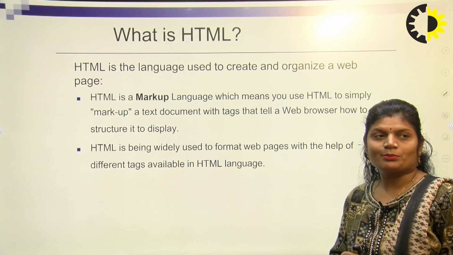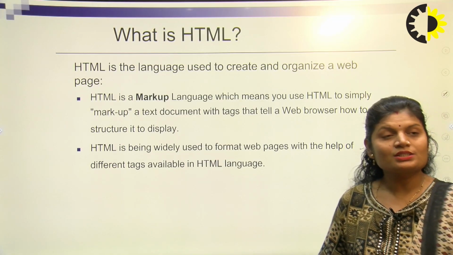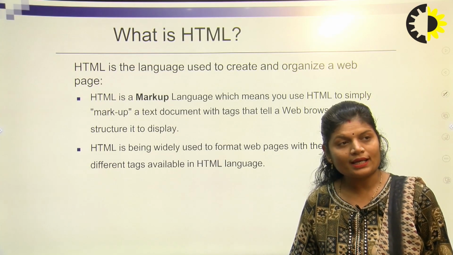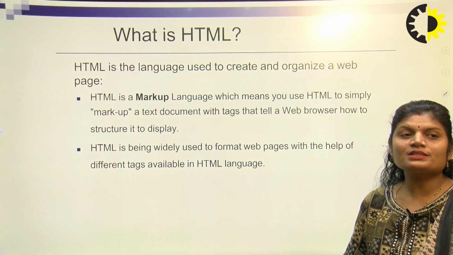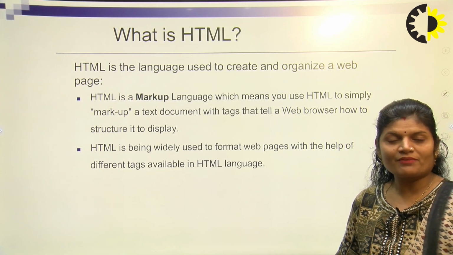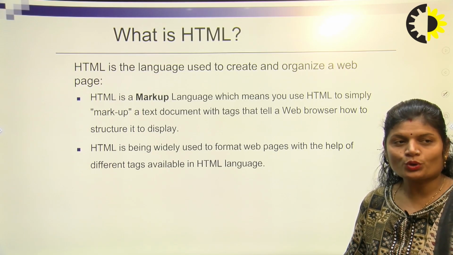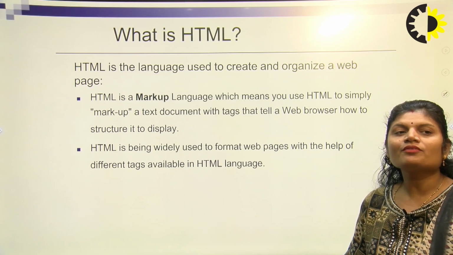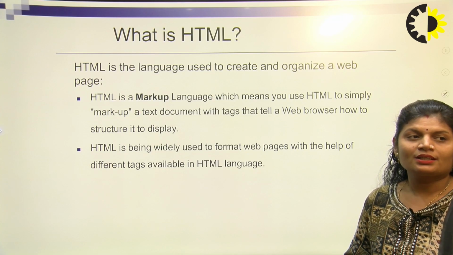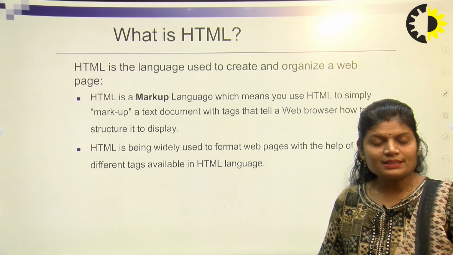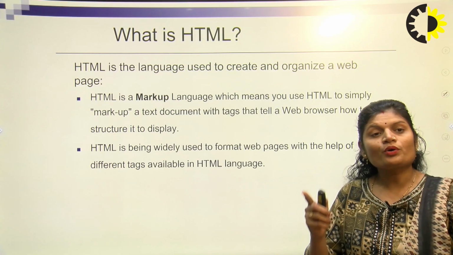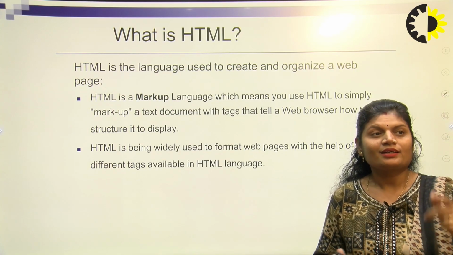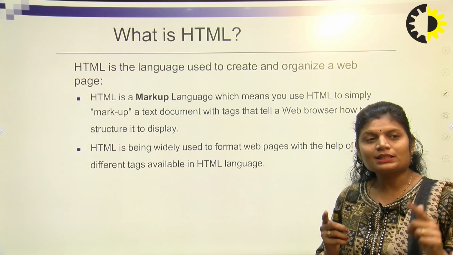What is HTML? HTML is the language used to create and organize web pages. HTML is a markup language, which means you use HTML to mark up a text document with text that tells a web browser how to structure it for display. HTML is used when you create your website. How your website looks is defined by the HTML tags.